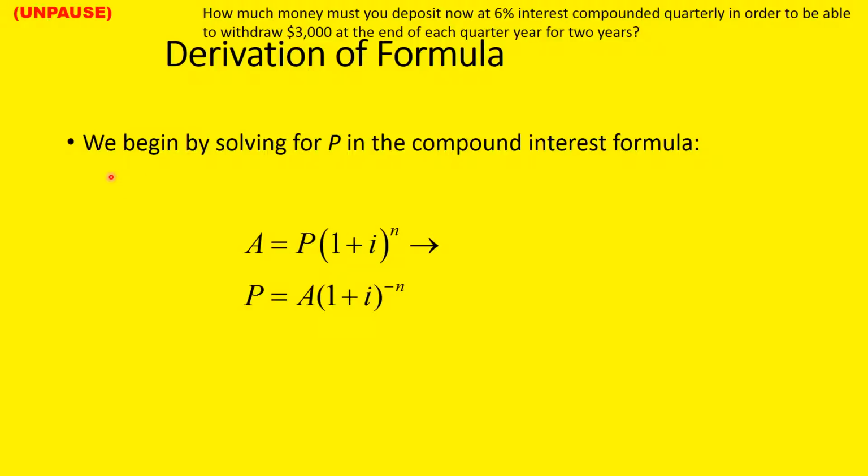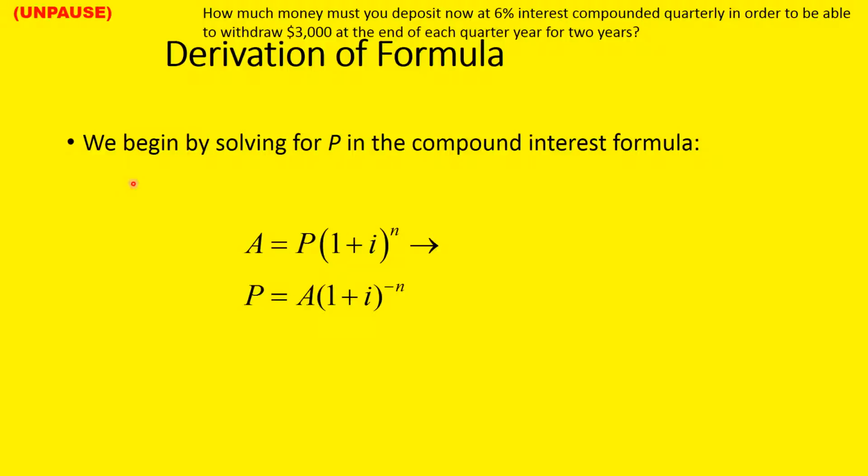There's a formula that can be used, but let's try to make some sense out of it, try to wrap our minds around it a little bit. We begin by solving for P in the compound interest formula. So we've got the regular compound interest formula, and we're solving for P, okay?